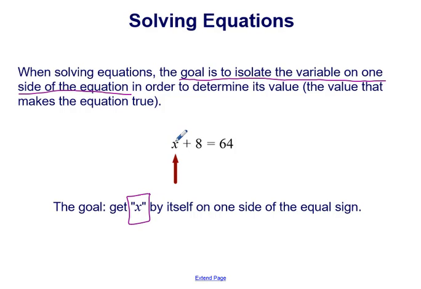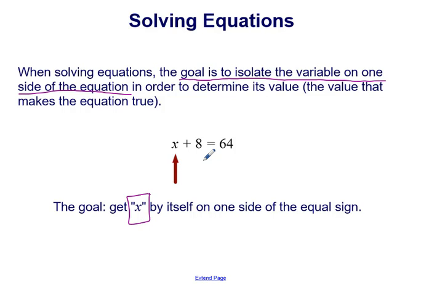Here you can see x currently is not by itself on one side of the equal sign. It's on the left side of the equal sign, but it's with this plus 8. It has an operation with 8. So that's not isolated. It's not completely by itself. So we need to fix that. That's our goal using our rules. And one of the ways we can do that is using that first rule of inverse operations.